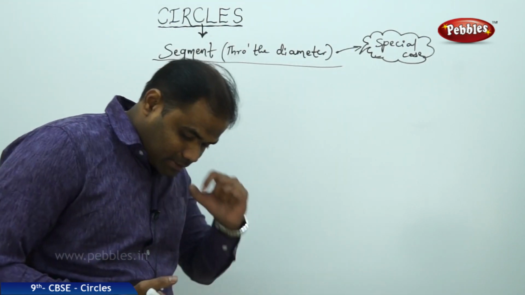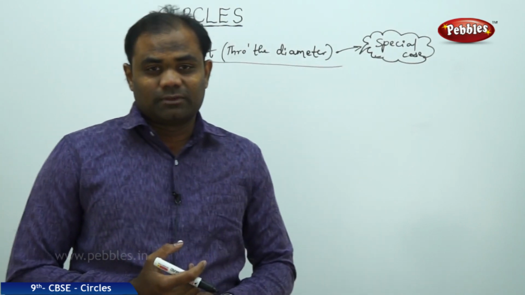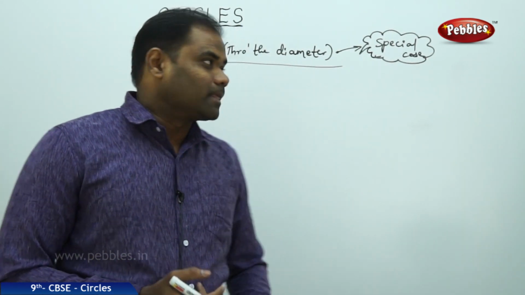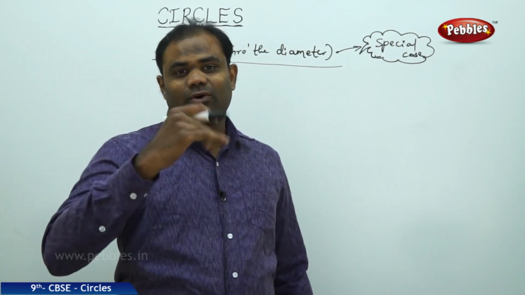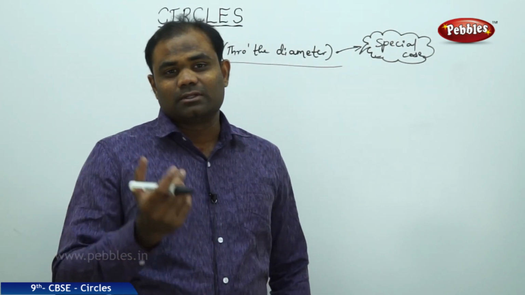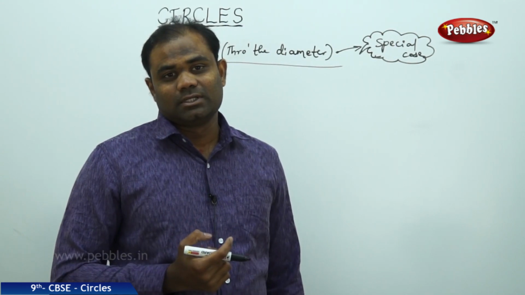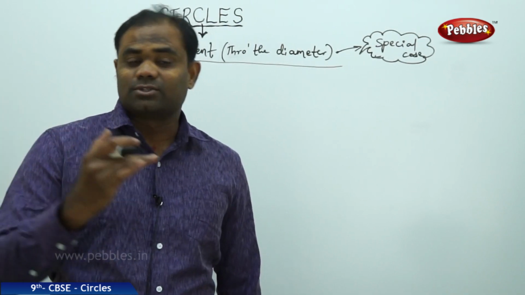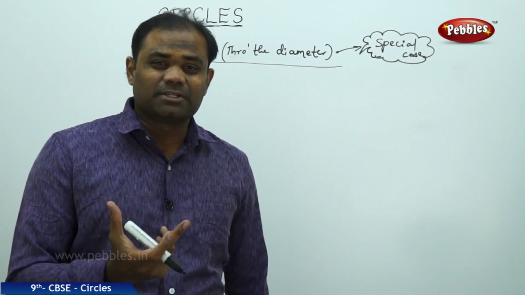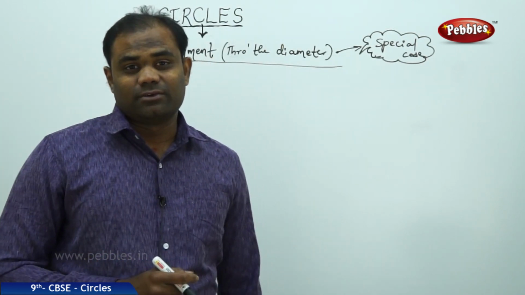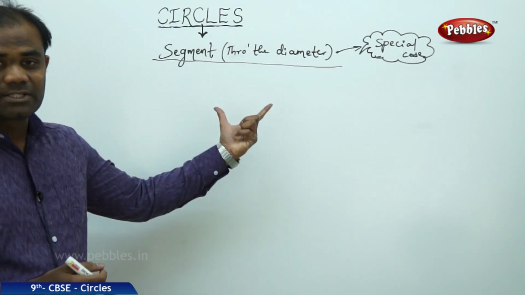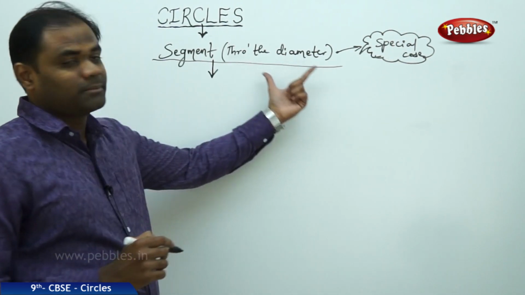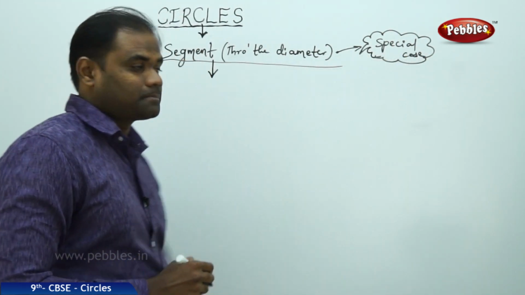We have defined a segment to be a part of the circle when the chord is taken into consideration. That is, when I take a circle and a chord, the two regions are called the segments of the circle. Now let's take the possibility of what if the chord passes through the center? What if the diameter is taken into consideration? So let's take a circle, defining a segment through the diameter as a special case.